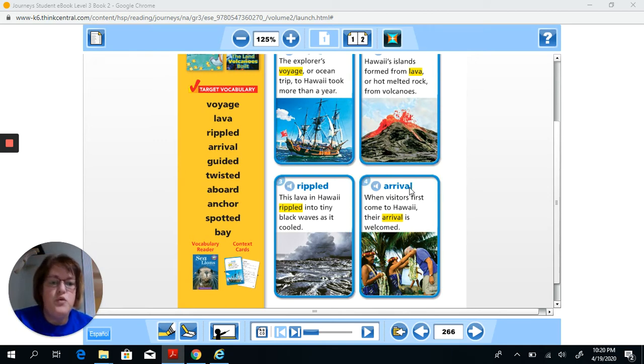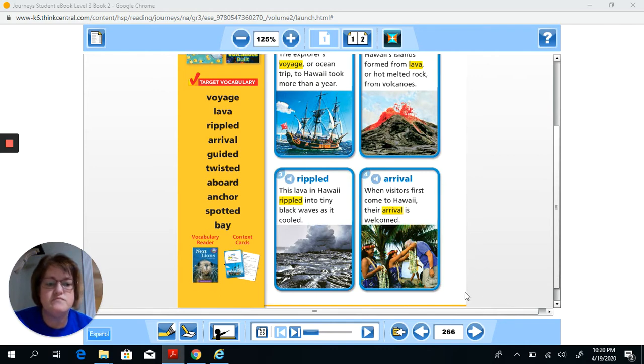Okay, over here, number 4, arrival. When visitors first come to Hawaii, their arrival is welcome. When you first arrive somewhere, that's whenever you first get there. And of course, our clue here is when visitors first come to Hawaii, their arrival is welcome. So we know arrival has to do with when they first come or when you first come to a place.